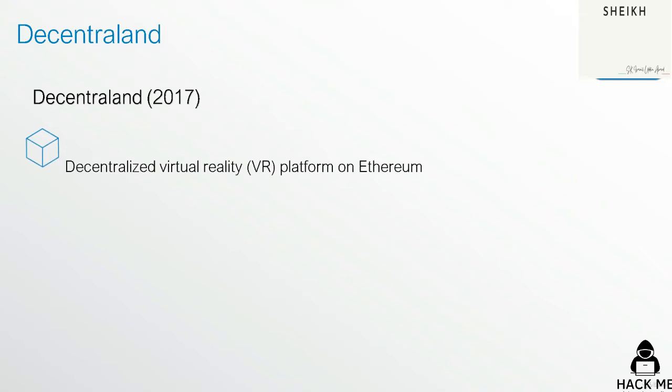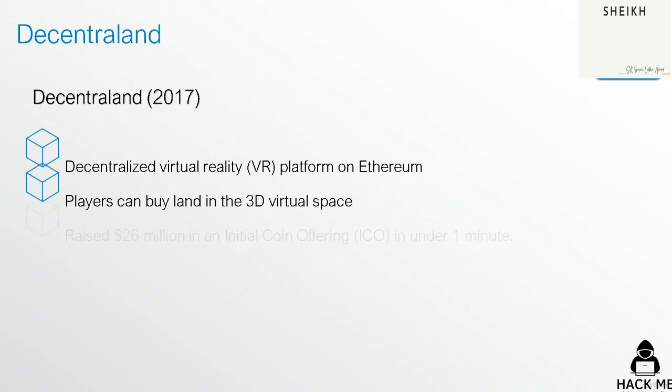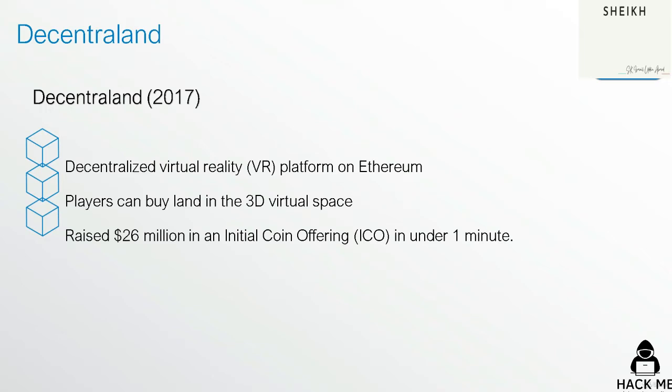Decentraland is a virtual reality platform that runs on Ethereum. What's great about Decentraland is that players can buy land in this 3D virtual space. This is using NFTs. You own that property inside Decentraland. It raised $26 million in an initial coin offering in under 1 minute. A huge success case for the need of having assets that you can transfer on this platform, Ethereum. A very big moment in history with NFTs and the creation of digital assets using Ethereum.